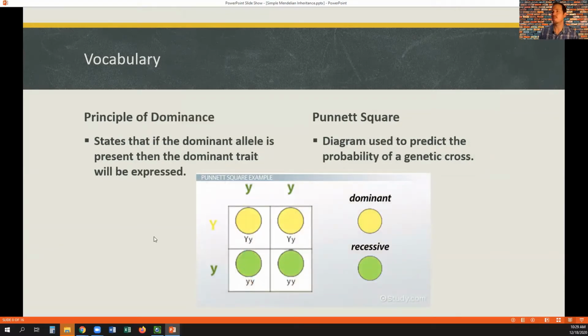Up next, we have the principle of dominance. This states that if the dominant allele is present, then the dominant trait will be expressed. And last but not least, we have a Punnett square. Punnett squares are just tables or diagrams, and we use these to help us predict the possible outcomes of a genetic cross. It's a diagram used to predict the probability of a genetic cross.